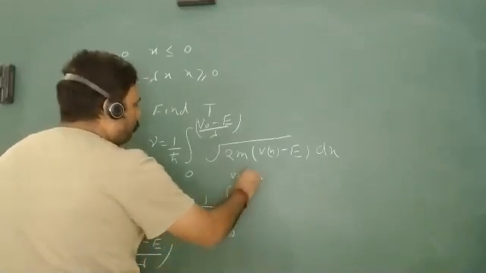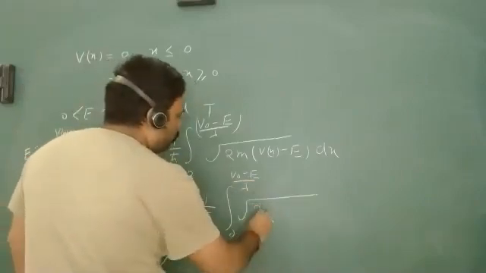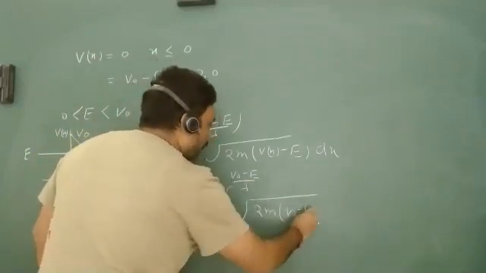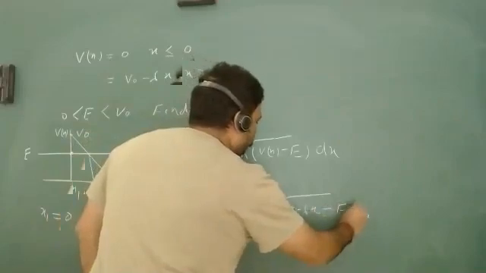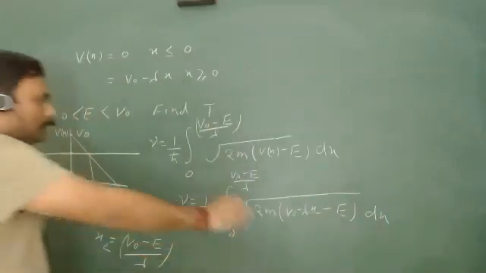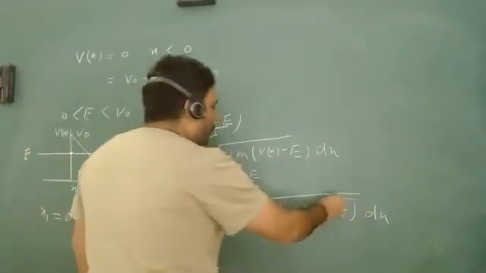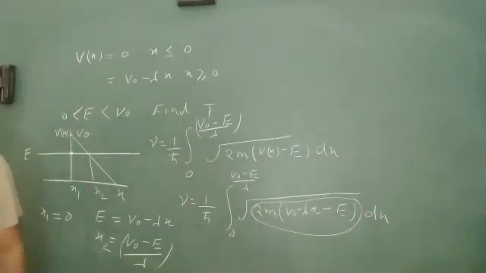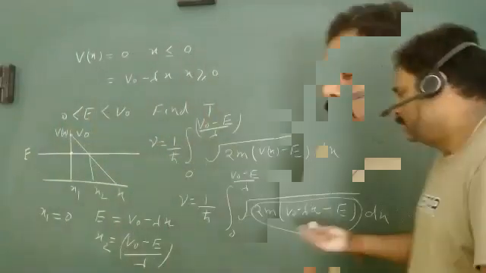integration from 0 to V naught minus E upon lambda of root under 2m times V naught minus lambda x minus E, dx. So we have to calculate this integration. How will you calculate this integration? Can anybody suggest? Sir, we will take everything under the root, 2m V naught minus lambda x minus E, as t, because it is linear in x. You can take all this as t. So this will be linear in x.